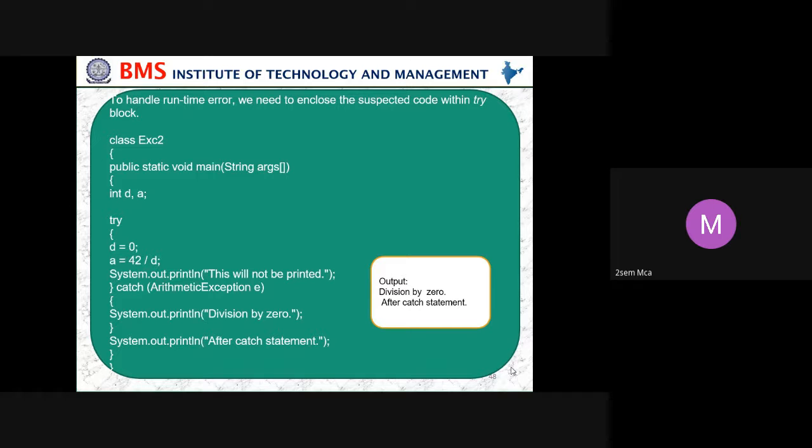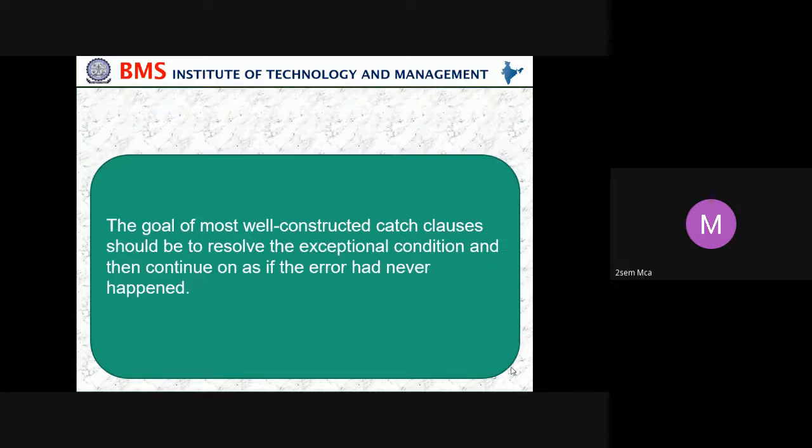Again, in this, there are two types of catch. It may be ArithmeticException, so we say divide by 0, or it can be what happens after the catch. The goal of most well-constructed catch clauses should be to resolve the exceptional condition and then continue on as if the error had never happened.